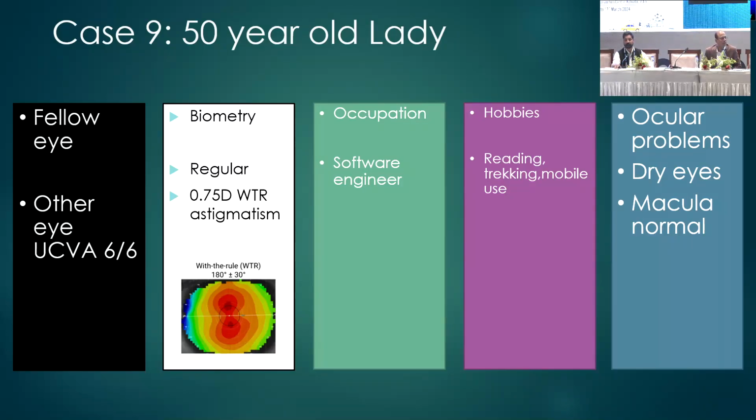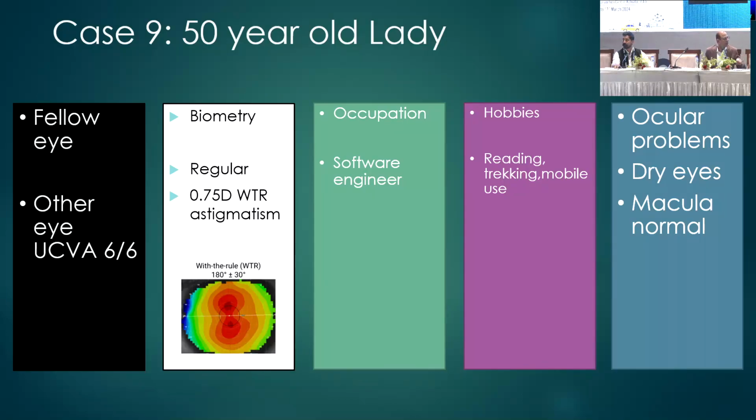So now the same patient, but the other eye is emmetrope. We get this patient quite frequently nowadays, in their 40s, 50s. One eye is emmetrope, one eye has cataract. Now the same thing, she has a lot of hobbies, reading, trekking, so outdoor activities are there, software engineer by profession. So what will be your choice in this particular case?